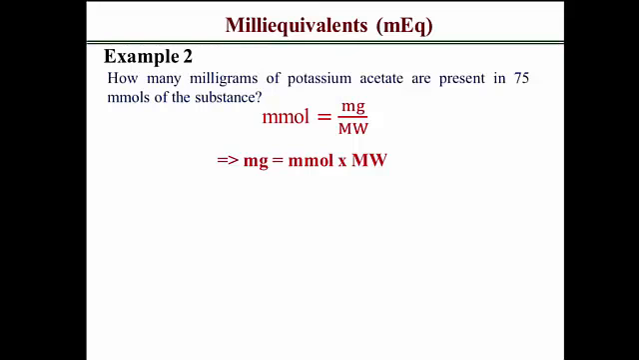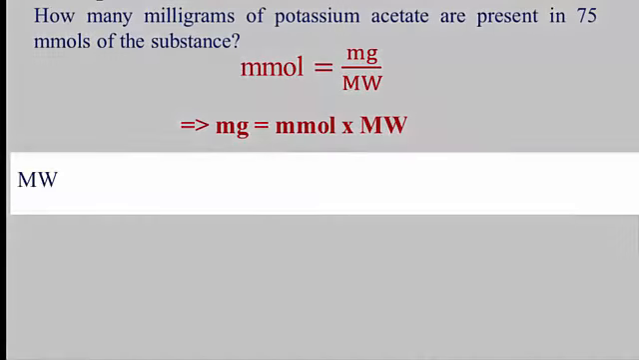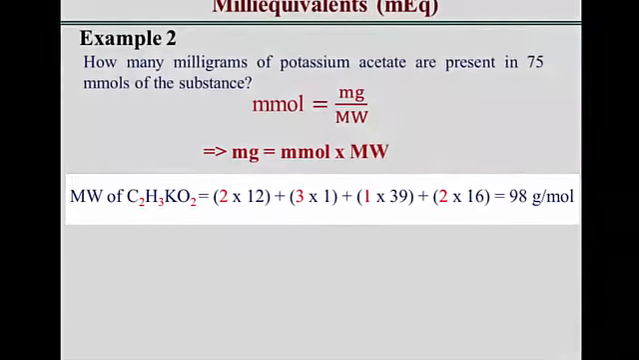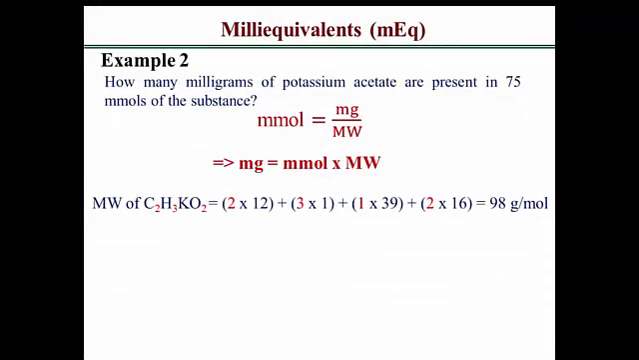We know what the number of millimoles is. We do not know what the molecular weight is, so we need to determine that. So potassium acetate has 2 atoms of carbon, 3 atoms of hydrogen, 1 atom of potassium, and 2 atoms of oxygen. So you need to multiply the number of atoms by the atomic mass. So you have 2 times 12 for carbon, 3 times 1 for hydrogen, 1 times 39 for potassium, and 2 times 16 for oxygen. And when you add up all these numbers, you end up with 98 grams per mole.